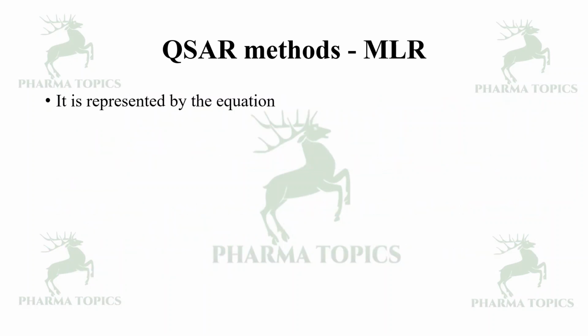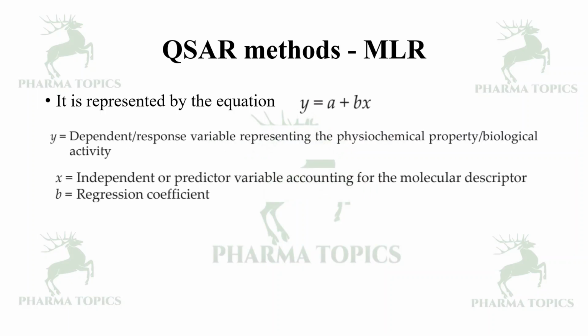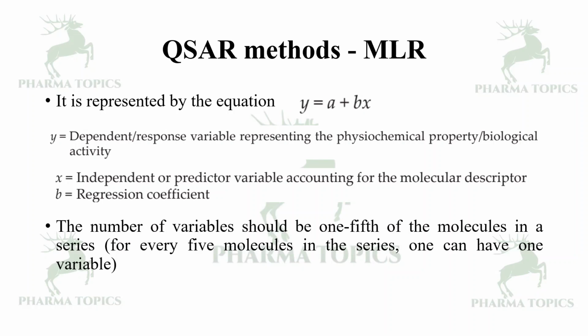MLR is represented by the equation y equals a plus bx. Y is the dependent variable representing the physicochemical property or biological activity. X is the independent or predictor variable accounting for molecular descriptors. B is the regression coefficient. The number of variables should be 1/5 of the molecules in the series. For every 5 molecules in the series, one can have one variable.